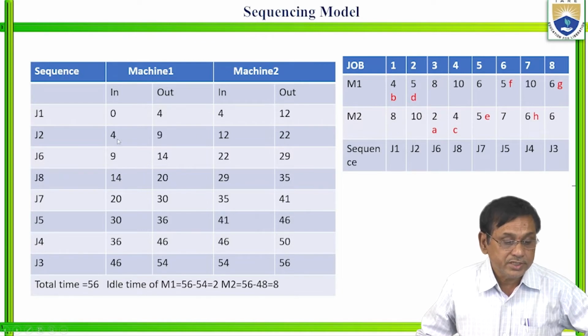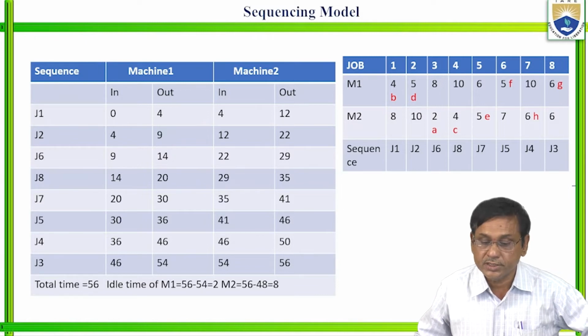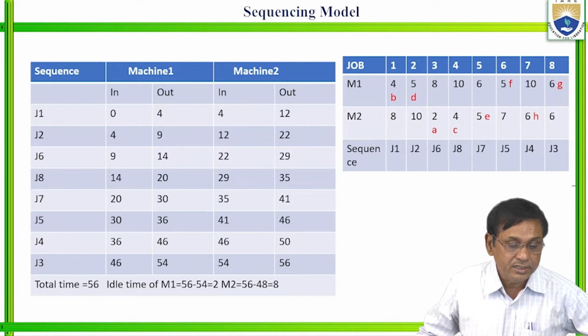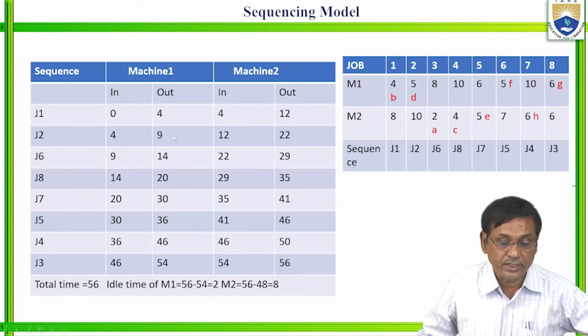Now the second job enters machine 1 after 4 hours. That means it has to wait for 4 hours. The time required for job J2 is 5 hours, and it will be finished by 9 hours. So after 9 hours, J2 will be completed on machine 1.